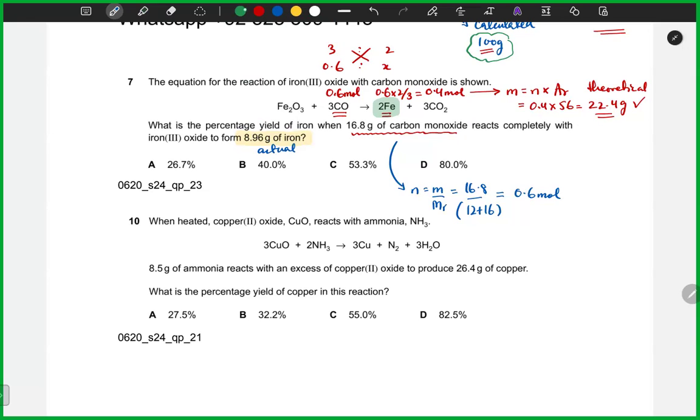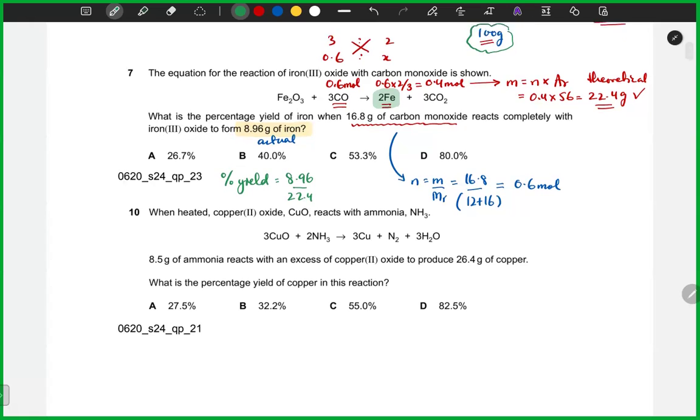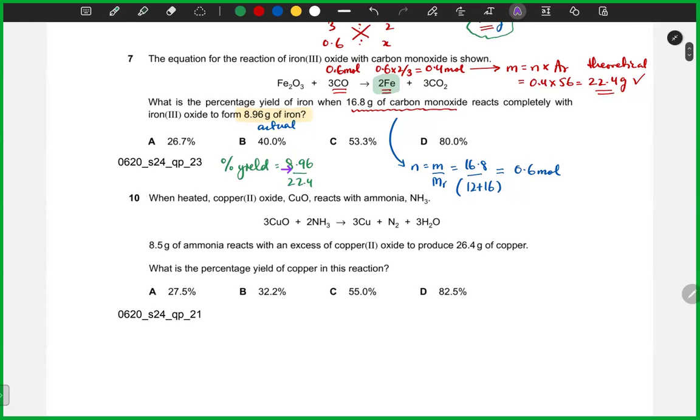So I'm just going to use the formula for yield. What's the formula for yield? Percentage yield. Take the actual, 8.96, divide that by the theoretical. You should get 22.4 on your calculator, but you're actually getting 8.96. And you multiply it by 100. So let's see what we get. 8.96 divided by 22.4 and multiplied by 100.